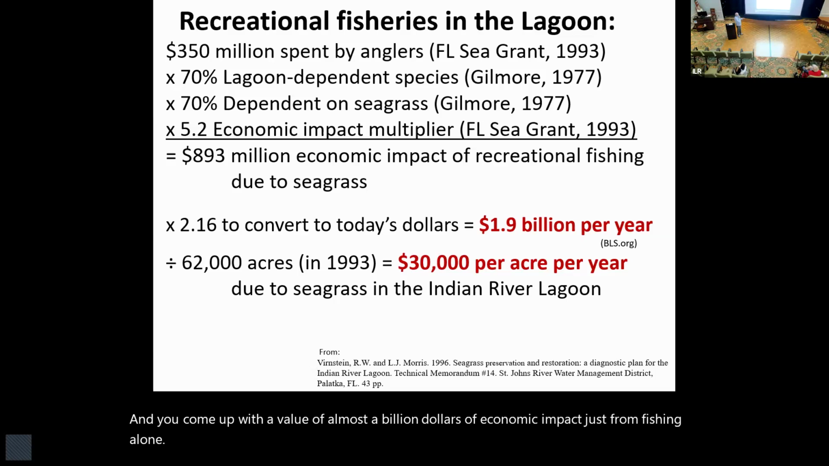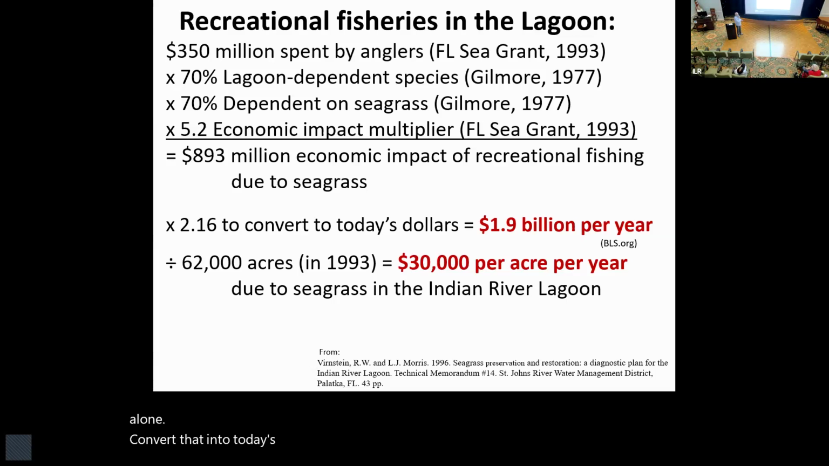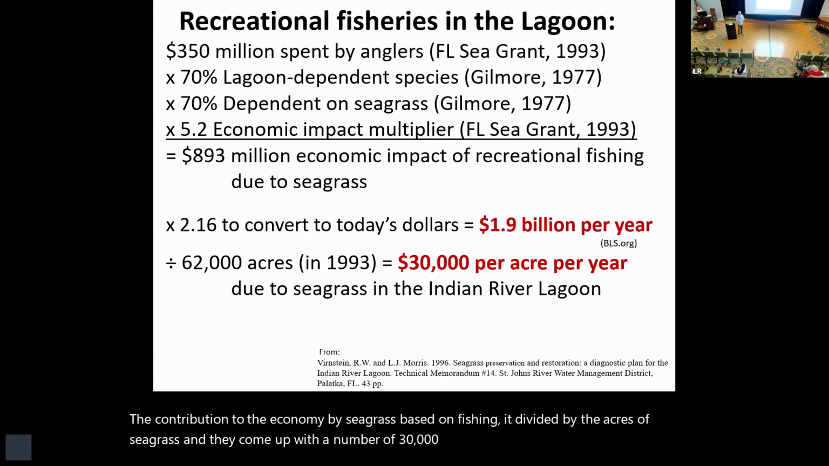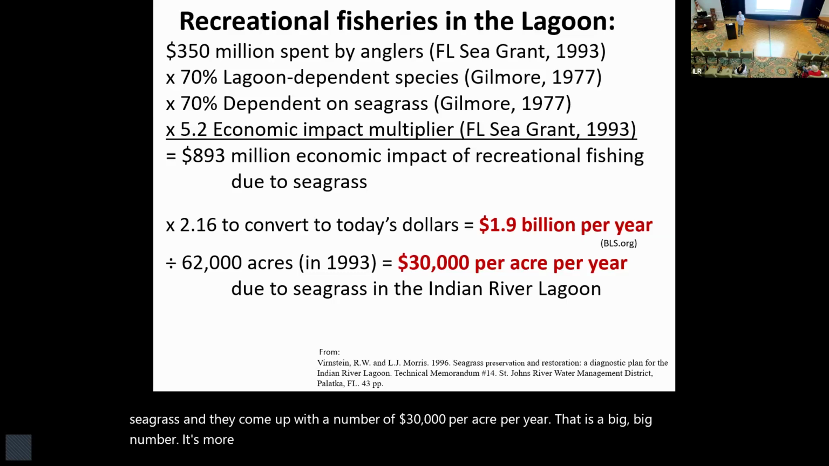Convert that into today's dollars using Bureau of Labor Statistics, and that's almost $2 billion a year in the Indian River Lagoon, the contribution to the economy by seagrass based on fishing. You divide it by the acres of seagrass, and you come up with a number of $30,000 per acre per year. That is a big, big number. It's more than you get from a cornfield or an agricultural crop, really.